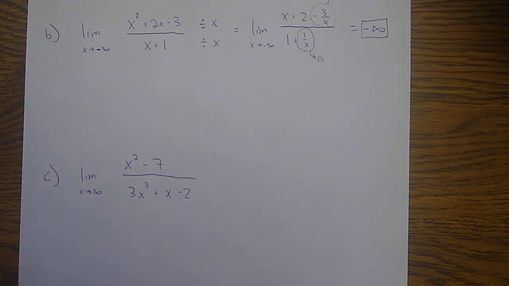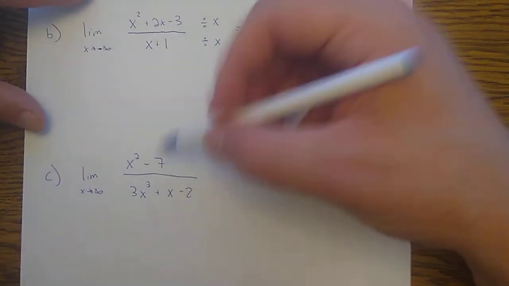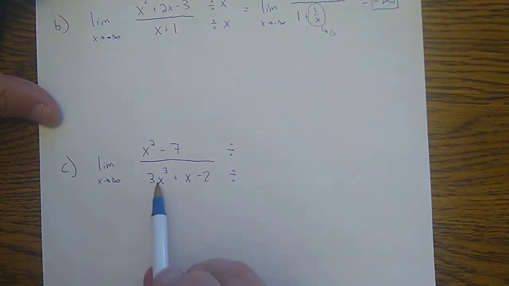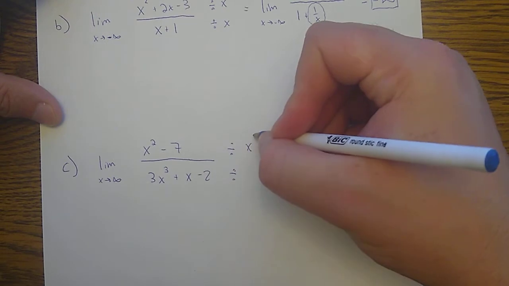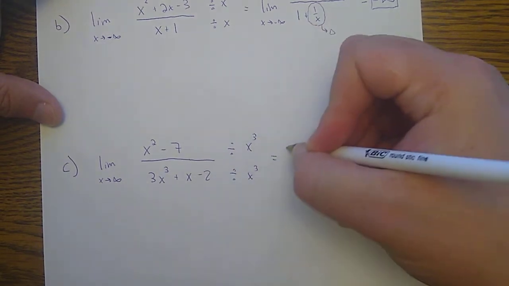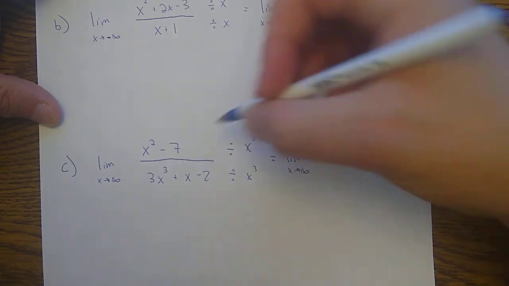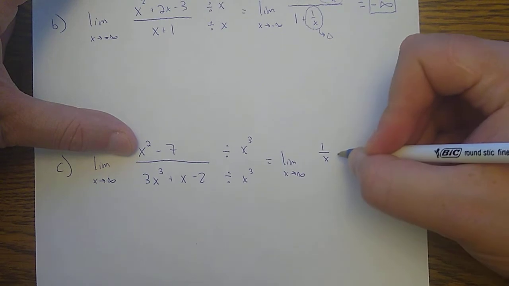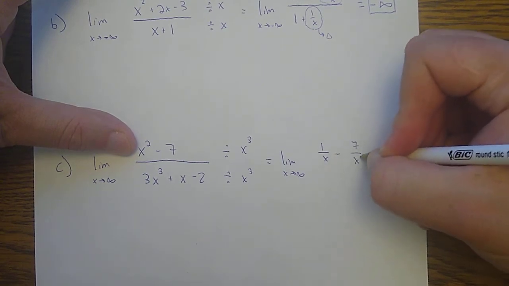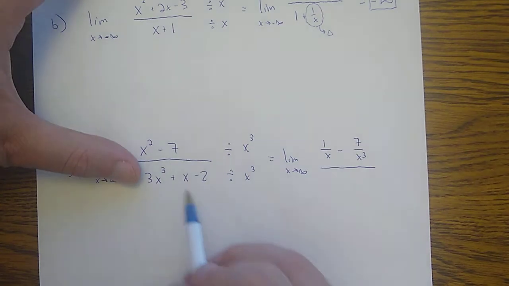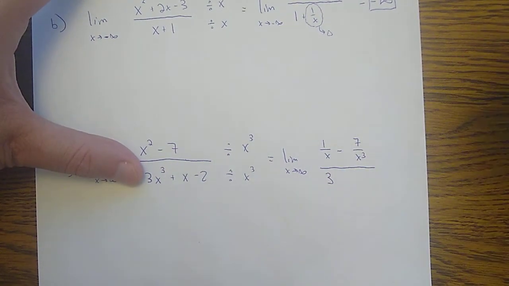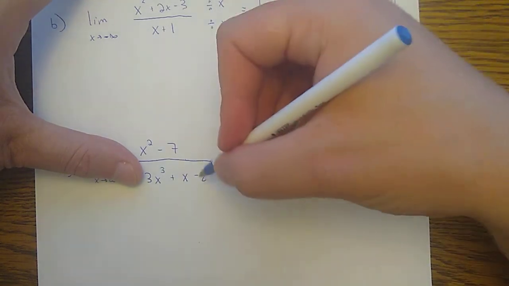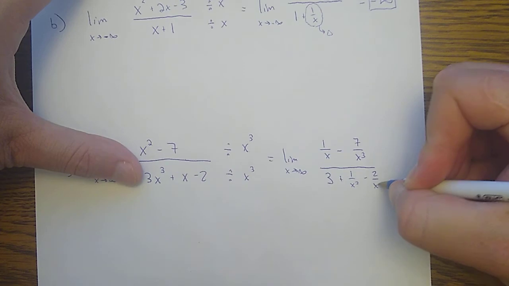Let me do one more. So with this one, again, without further ado, let me divide by the largest power of x that I see on the bottom. And what happens? So x squared over x cubed would leave 1 over x. And then here I would have 3 plus x over x cubed would be 1 over x squared, negative 2 over x cubed.